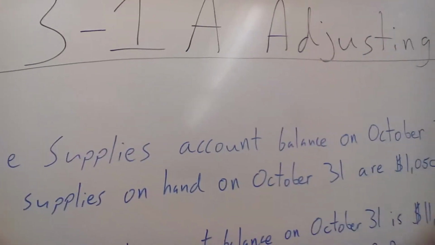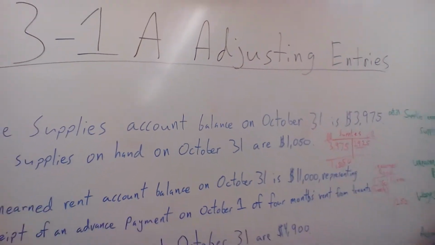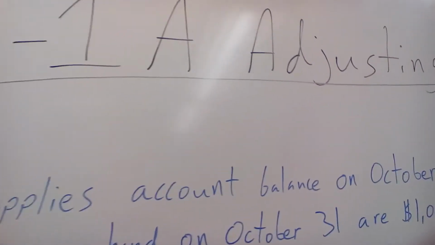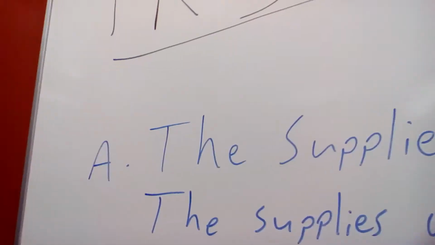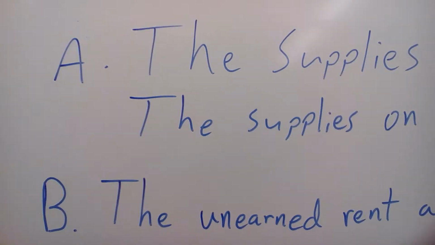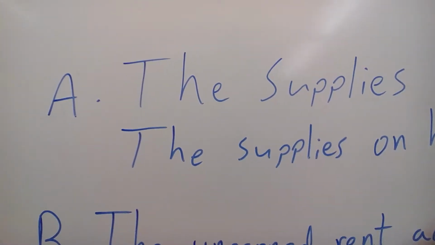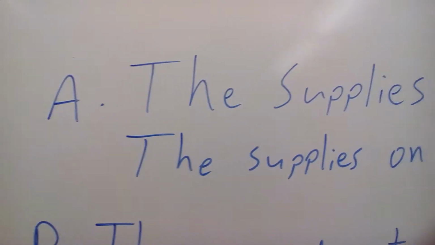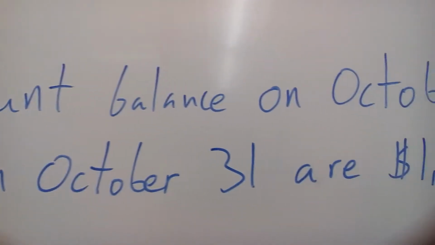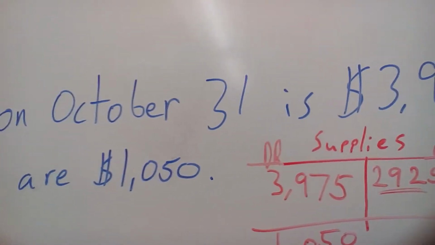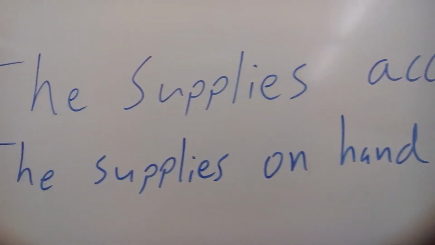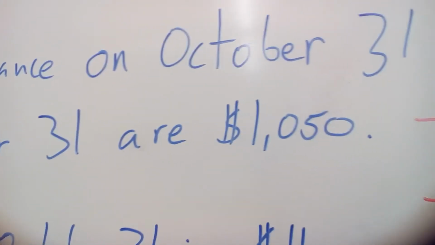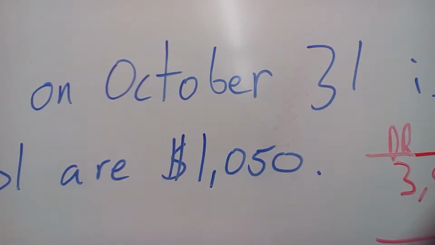Problem 3-1A, adjusting entries. This is just a little show of what would happen at the end of a period when you want to bring accounts up to balance. For the first one, the supplies account balance on October 31st is $3,975. The supplies on hand on October 31st are $1,050.